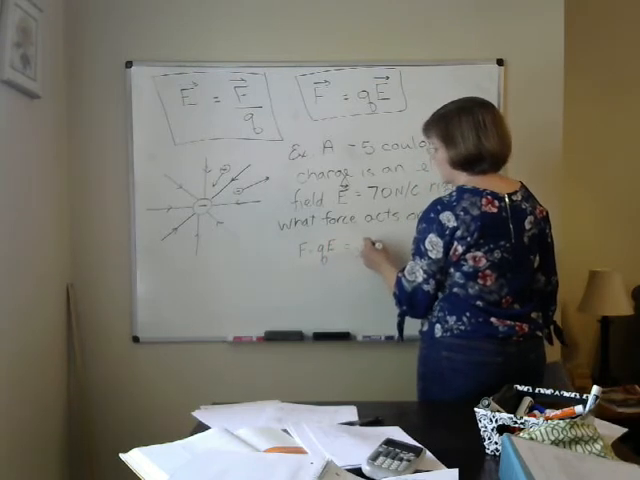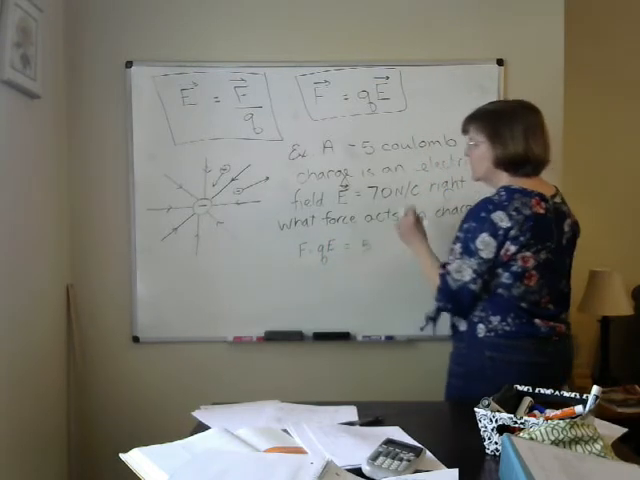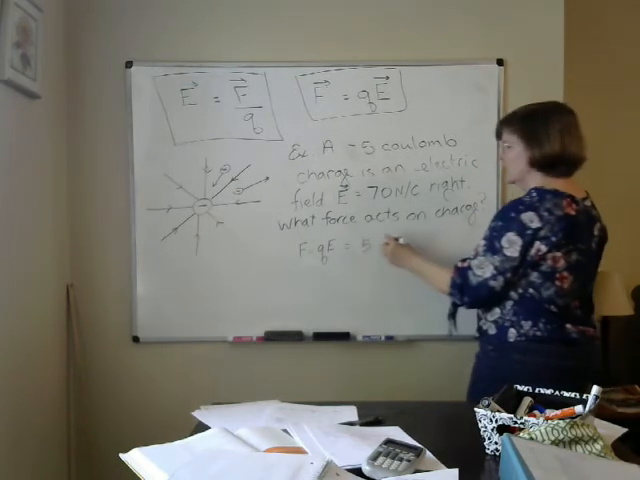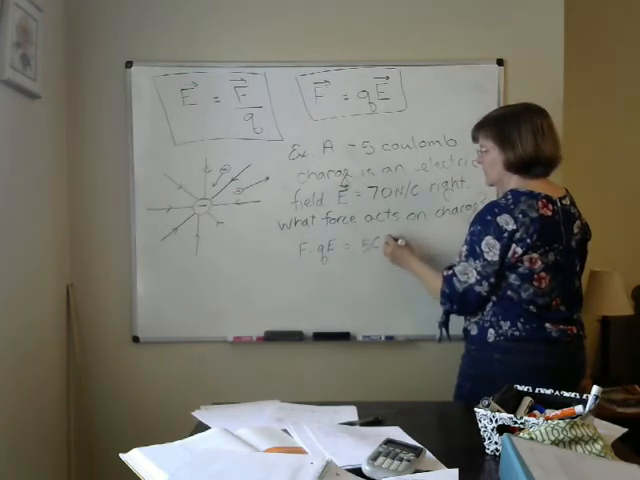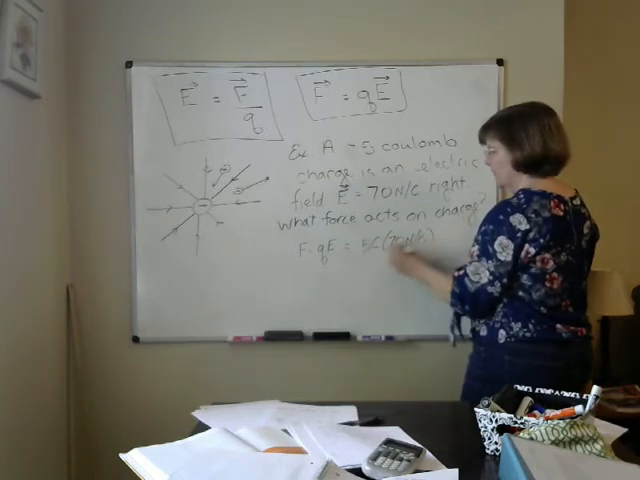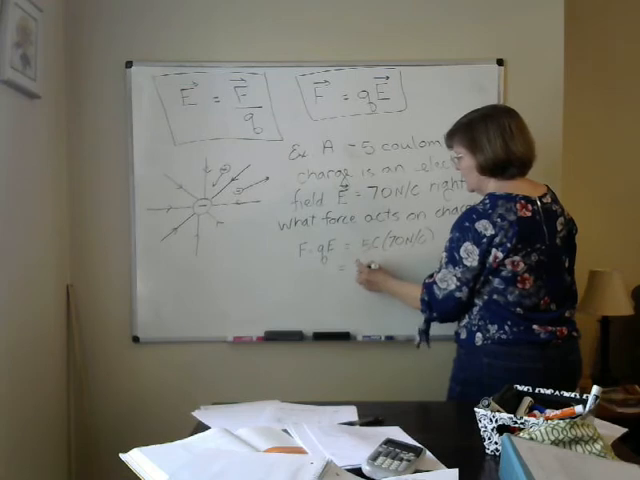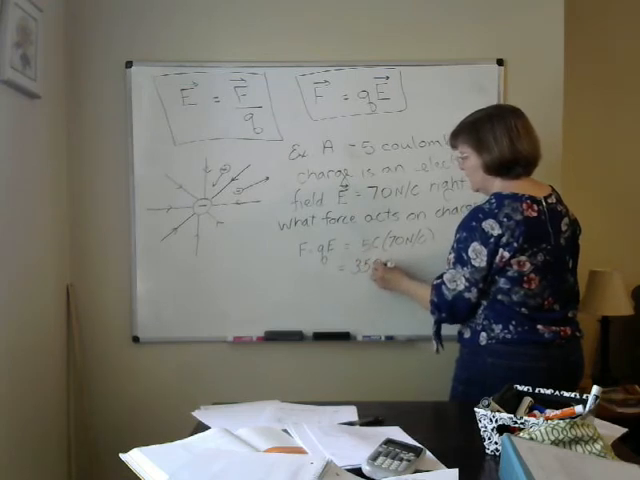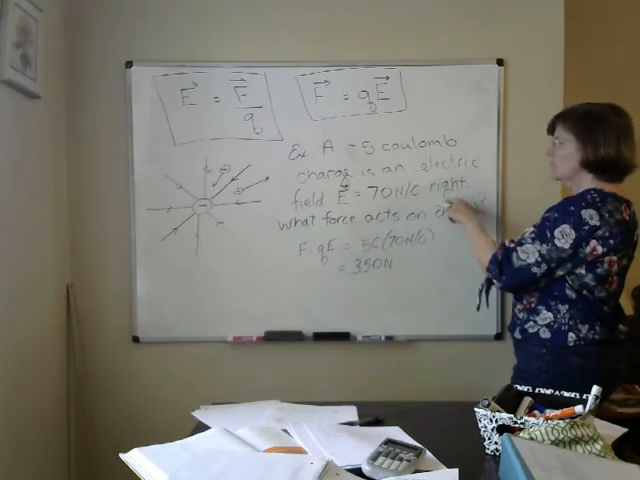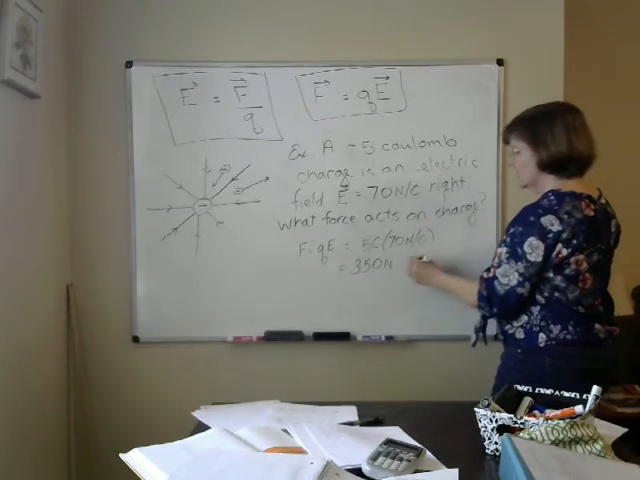So I've got 5 coulombs. I don't care about the negative on this part. I'm just trying to figure out how big the force is. 5 coulombs times 70 newtons per coulomb, 5 times that is 350 newtons. And we already determined that since the electric field points right, the force is to the left.